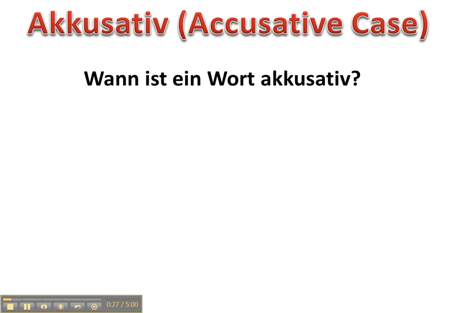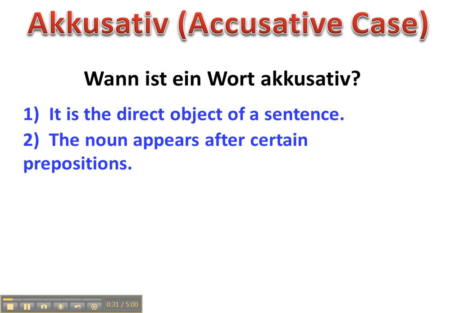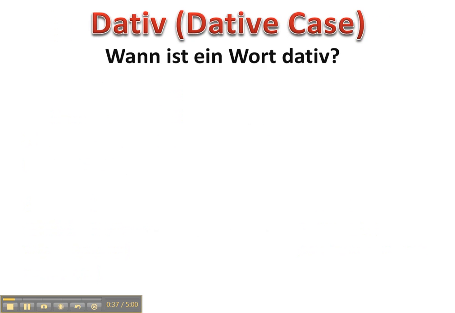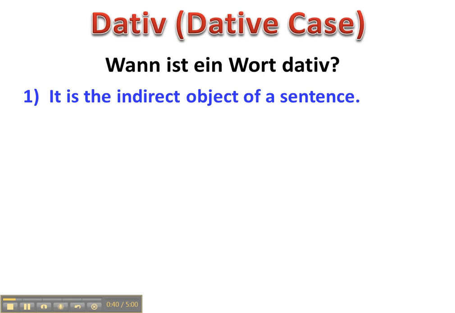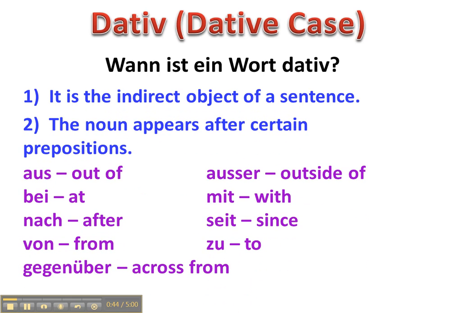Accusative. Remember, a word is accusative if it is a direct object of a sentence or it comes after certain prepositions: durch, für, gegen, ohne, entlang oder bis. Dative. Remember, a word is dative if it is an indirect object of a sentence or it comes after certain prepositions: aus, außer, bei, mit, nach, seit, von, zu, und gegenüber. And this is not a comprehensive list, but the most common ones.